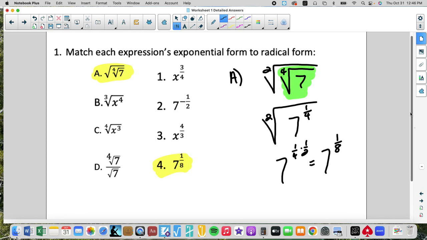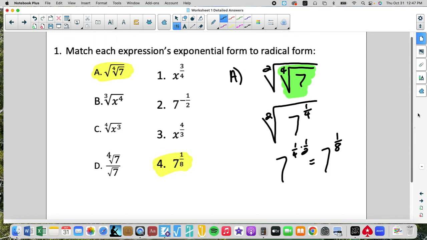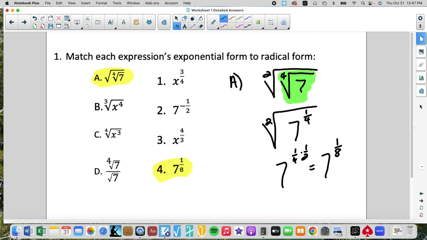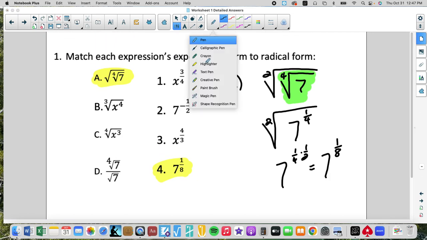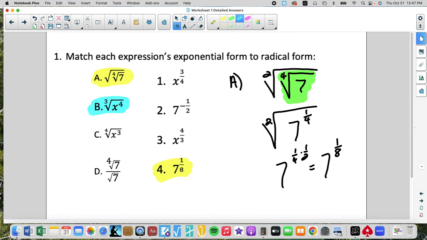So B, what are we going to do here? Oh, we're going to turn it. This is a great example. We can look at this one. This one is definitely an eyeball. That is to the 4/3 because the 4 is the exponent, which goes in the numerator, and the root is cubed, so that goes in the denominator. We can also do it for C because that's easy converting. That's going to be x to the 3/4.